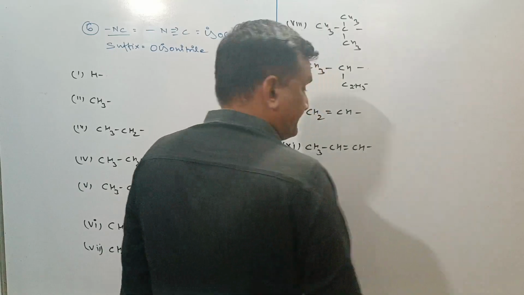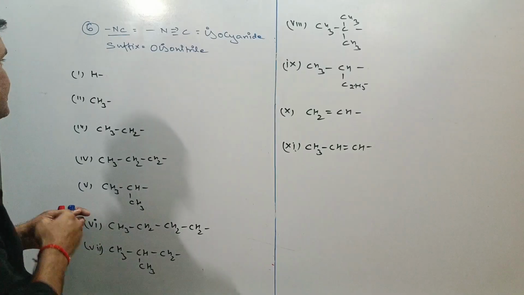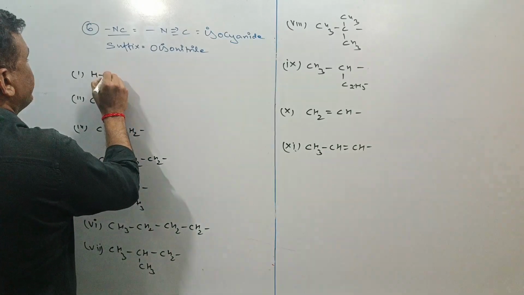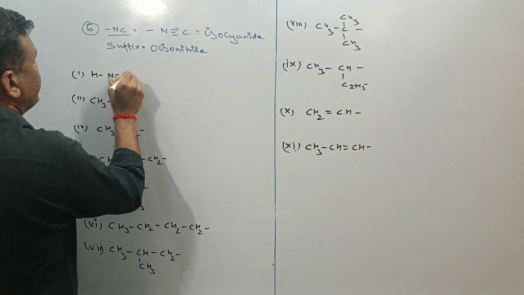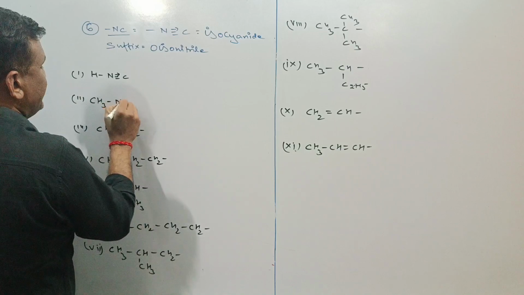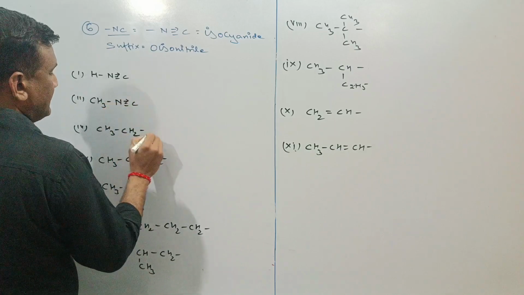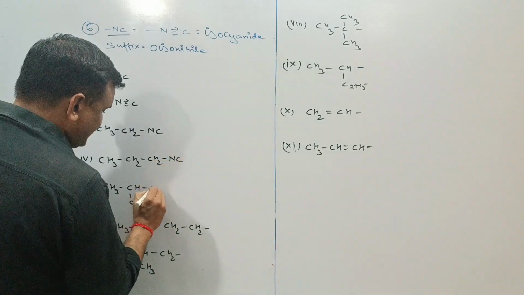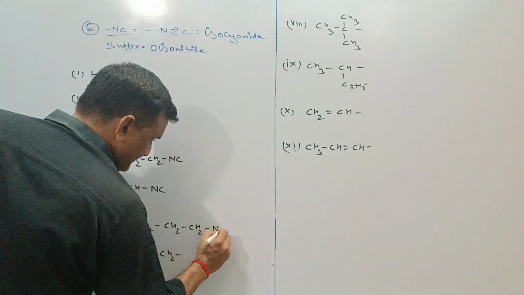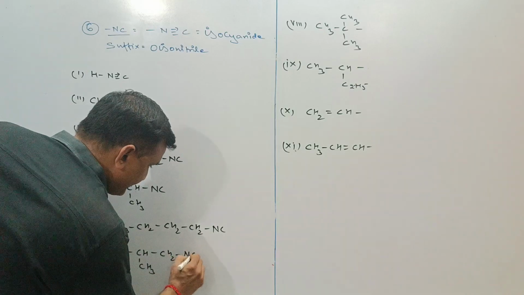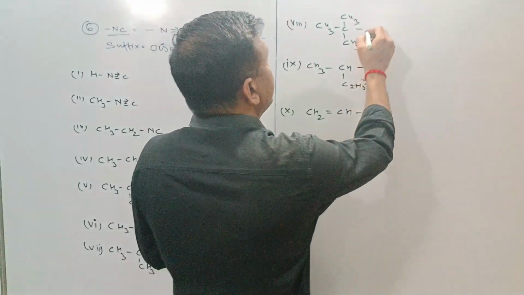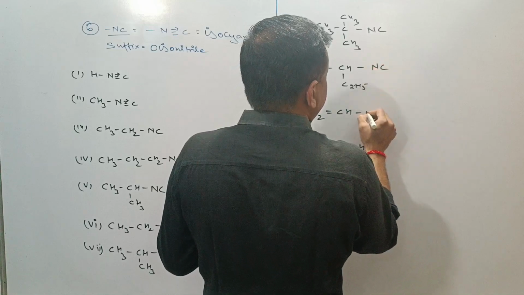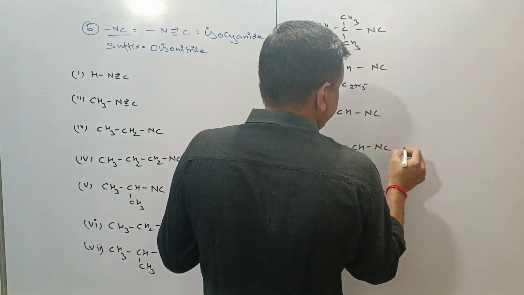Now it's time to discuss the structure. This is the HNC, you can say. This is the CH3NC. Again, your NC, you can write it as follows also. This is the NC. Your compound NC, NC, NC and NC.